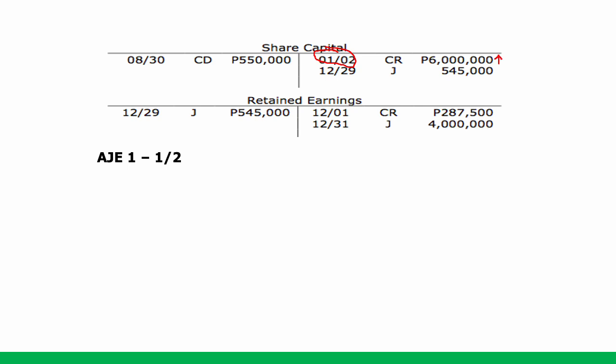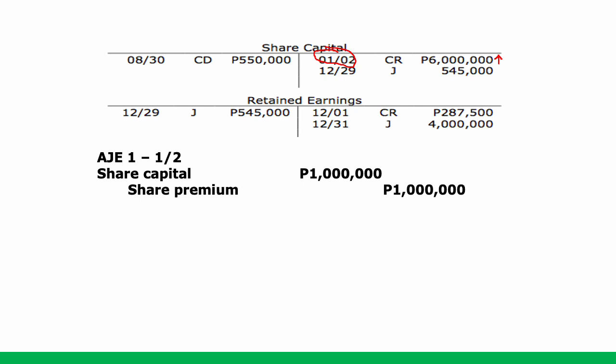How much is the share premium? 1 million. So, debit share capital, 1 million to reduce the 6 million amount, because that excess of 1 million should have been credited to share premium. The credit for the original issuance of 50,000 shares should be limited only to the par value of 100 pesos per share. So, in that case, adjustment for number 1: debit share capital, 1 million, and credit share premium, 1 million pesos.